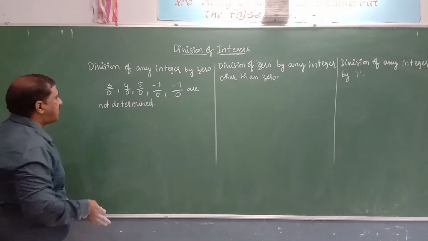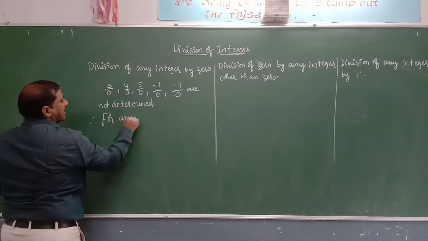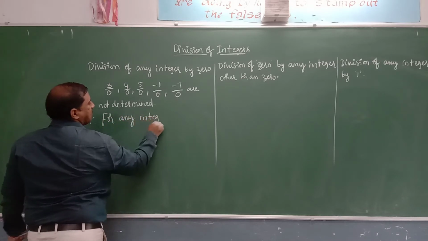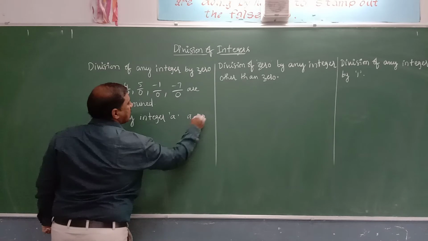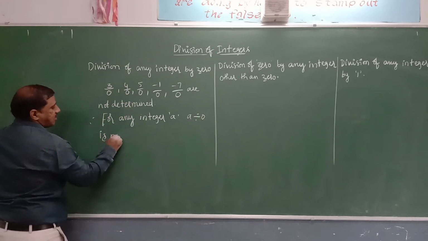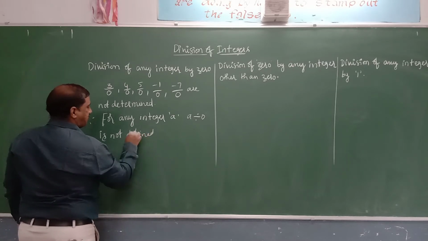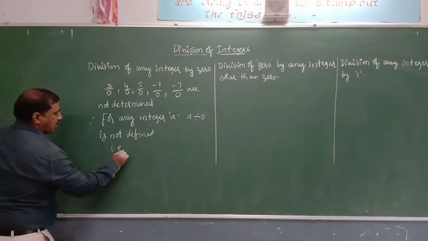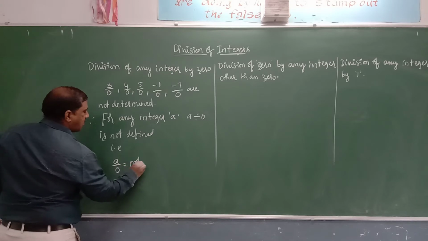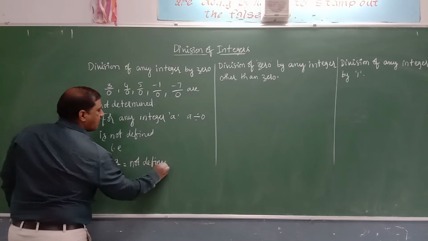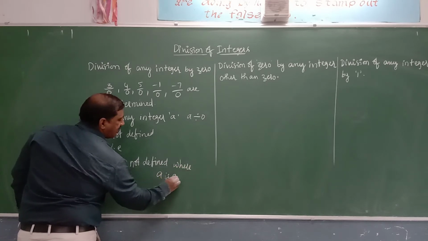They are not determined. Therefore, for any integer a, a divided by 0 is not determined or not defined. That is, a by 0 is not defined, where a is an integer.